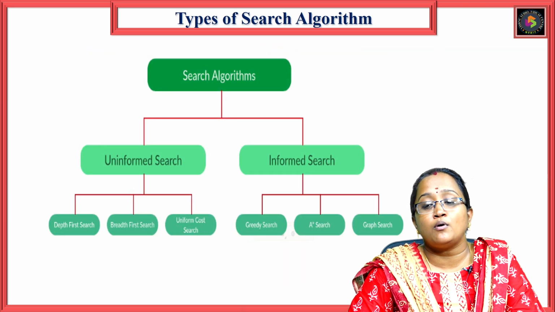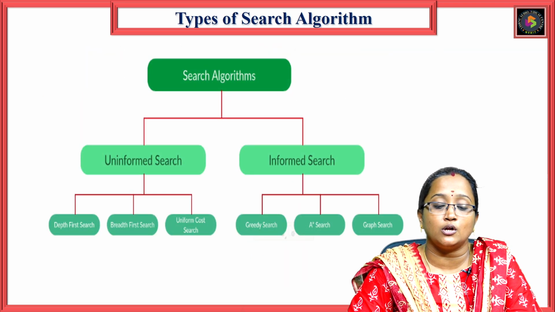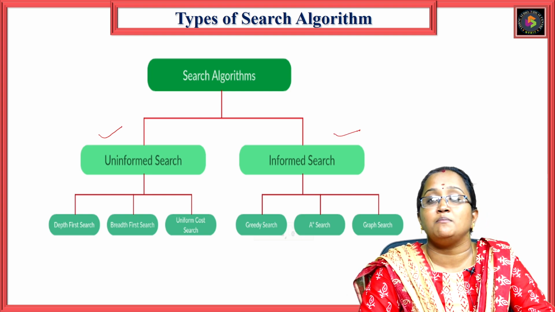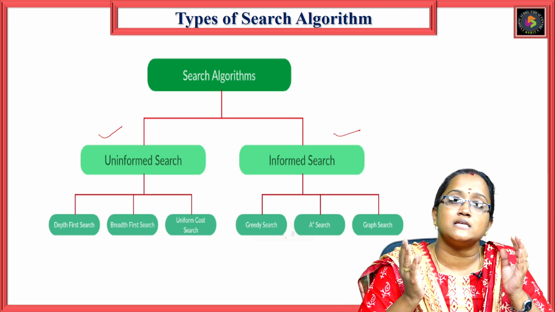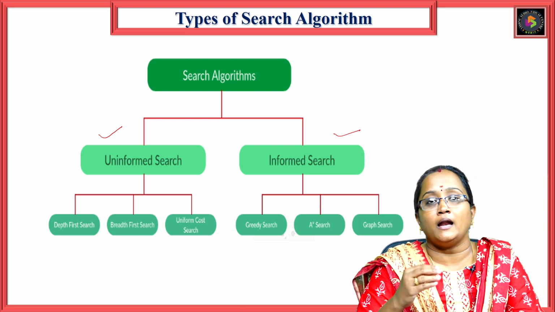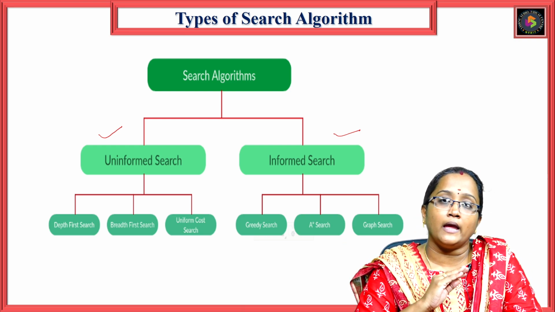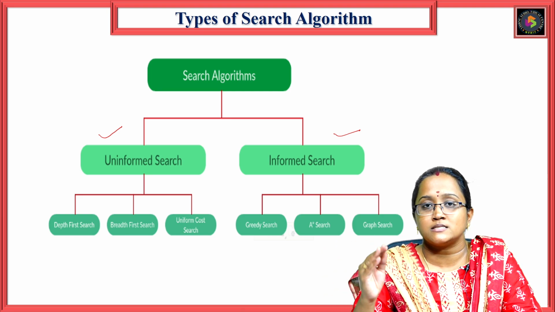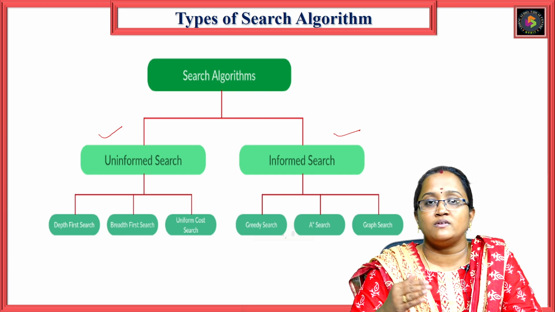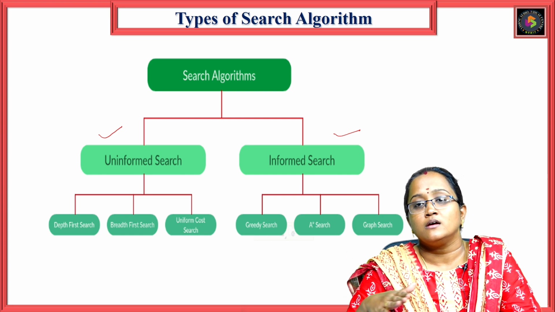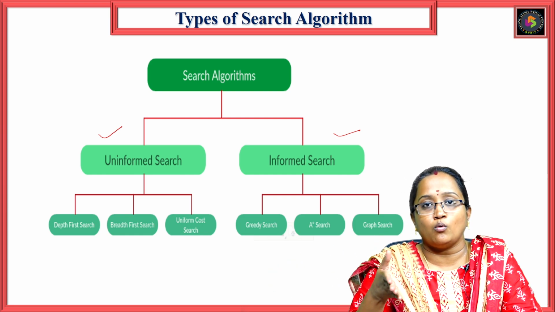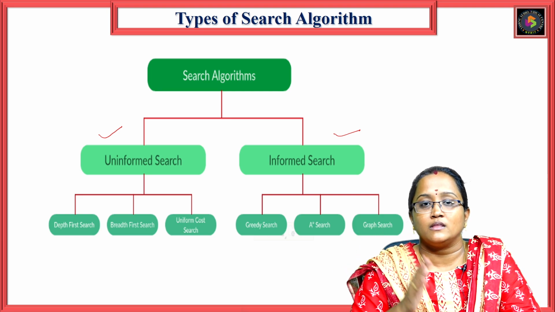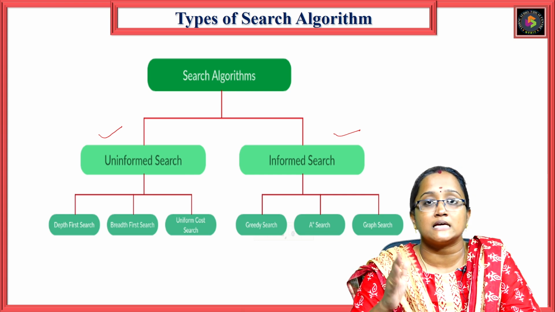Now there are types of search algorithm. What are the types of search algorithm? Uninformed search and informed search. By the name itself, we can understand what uninformed and informed mean. Uninformed means it does not give any additional information on how to pass to the other successor. Successor means a nearby state. In the previous football example, the nearby players of your own team are the successors.